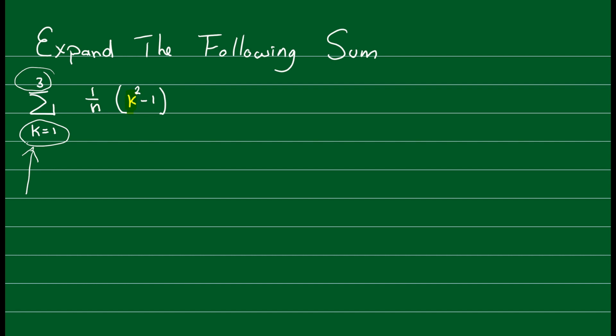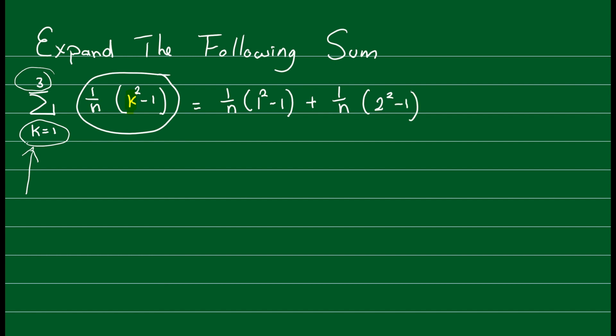I'll show you. All right, so let's just follow what we know how to do. Let's start at k equals 1. So the first term of the sum is going to be 1 over n times 1 squared minus 1. No worries. The next term will be, well, if k is 2, then the formula says this is 1 over n times 2 squared minus 1. And we need to continue all the way until 3, the upper bound of summation. The formula says this becomes 1 over n times 3 squared minus 1.